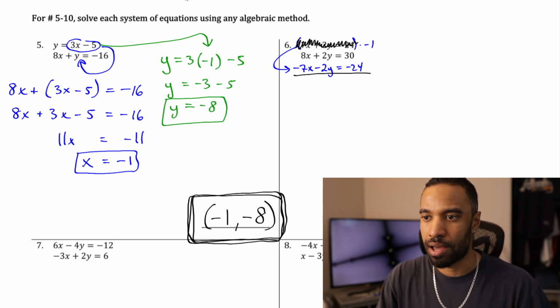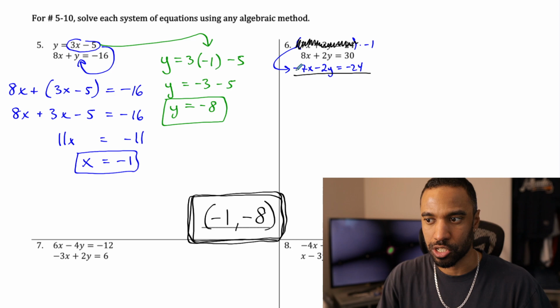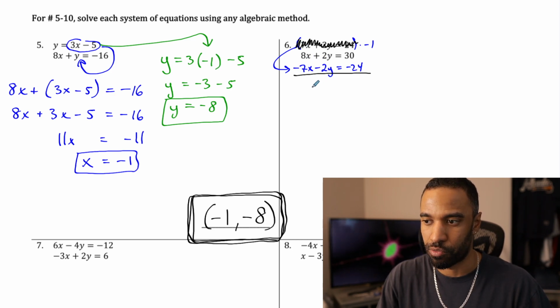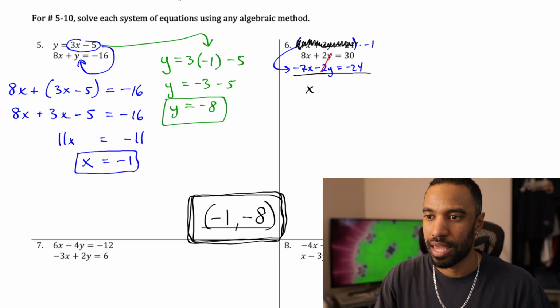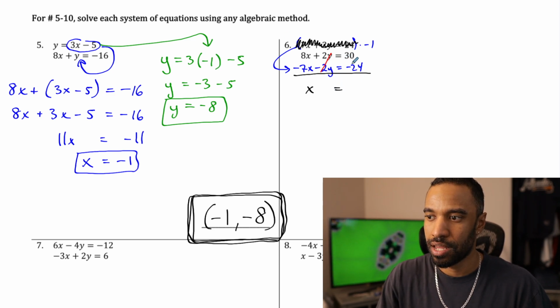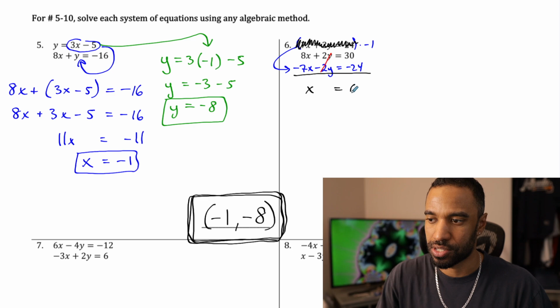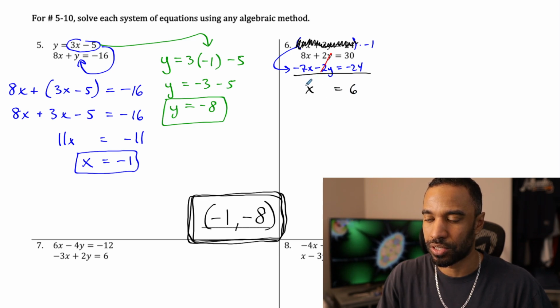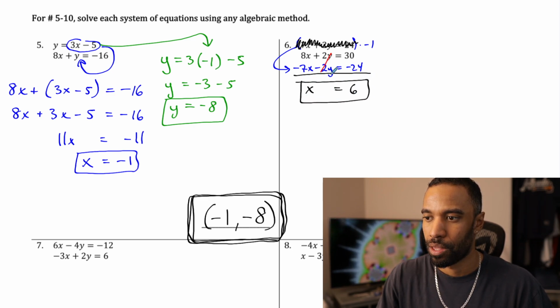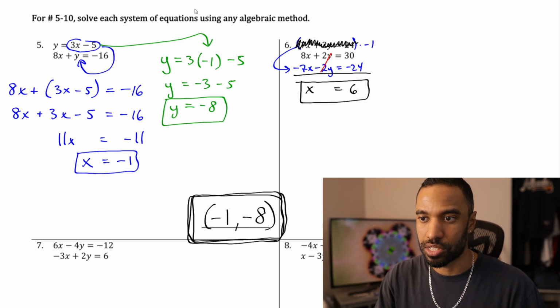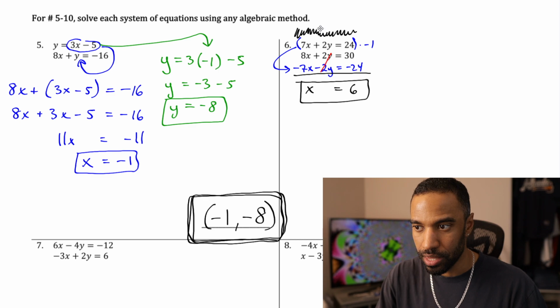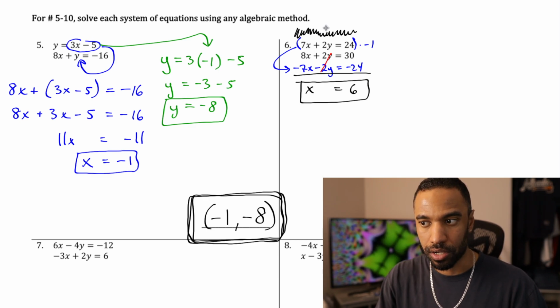So now I can add 8x with negative 7x. That becomes a positive 1x. And 2y minus 2y cancels out here, and that will equal 30 minus 24, which is 6. So x equals 6. What does y equal? I have several different equations I can use to solve for y, including this original top one. It's really your call.